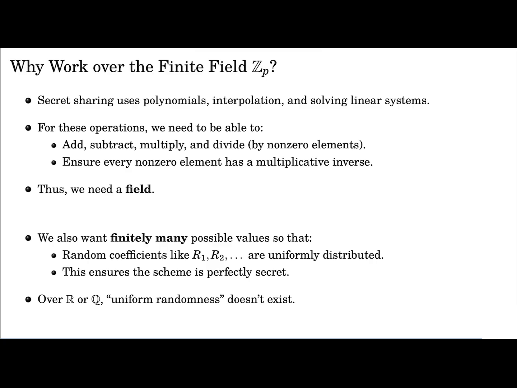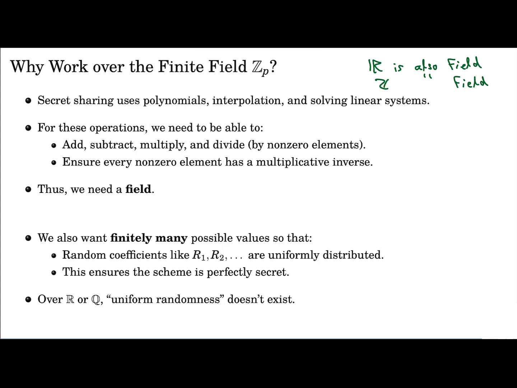Now, one could ask, the real numbers are also a field, and also the rationals. But for example, over the integers, why not just do everything over the integers, right? The issue is that one of the things that we do is that we choose things uniformly at random, and there is no uniform distribution over the integers, because think of it like this.